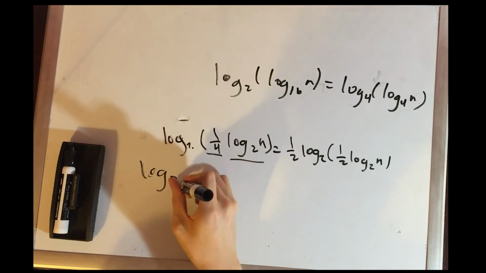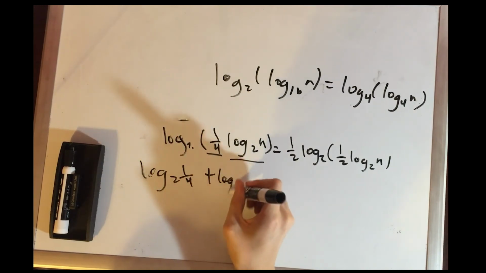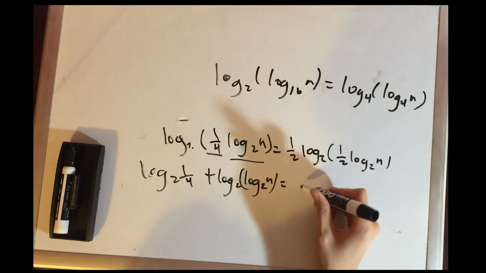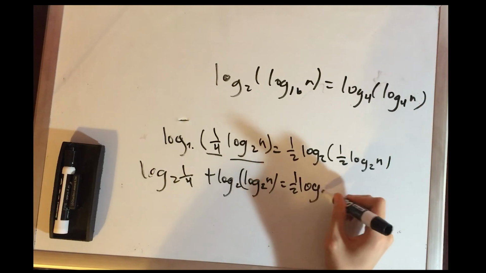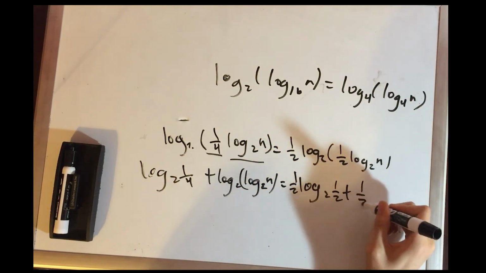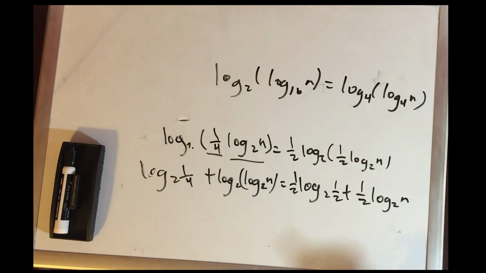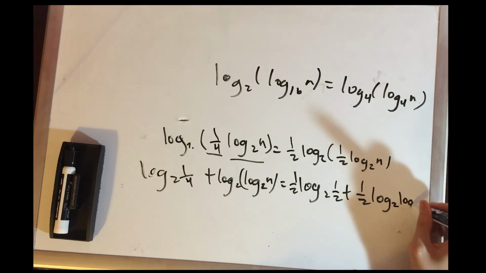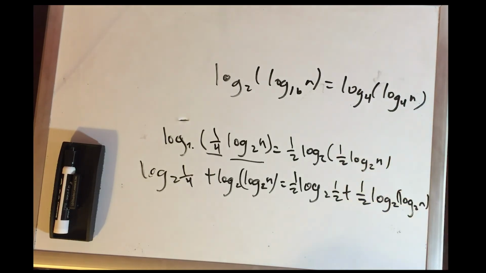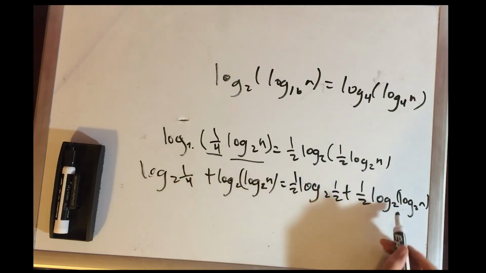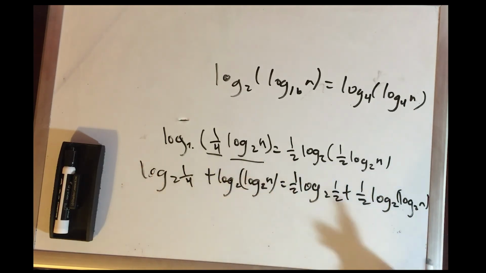It's going to be log base 2 of 1/4 plus log base 2 of log 2 of n equals 1/2 of log 2 of 1/2 plus 1/2 of log 2 of log 2 of n. Oh, whoops. 1/2 of log 2 of log 2 of n. Alright. So again, it looks pretty messy, but we've got these constants here, which are really nice, and we've got these variables here, which are nice. So we've separated the variables and the constants more.